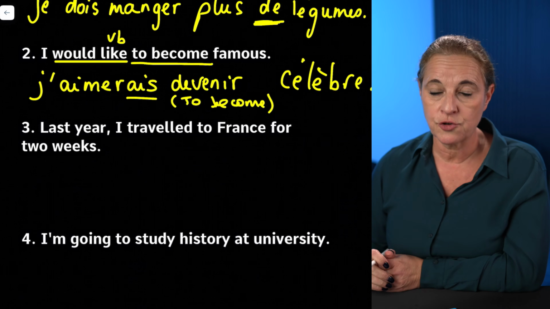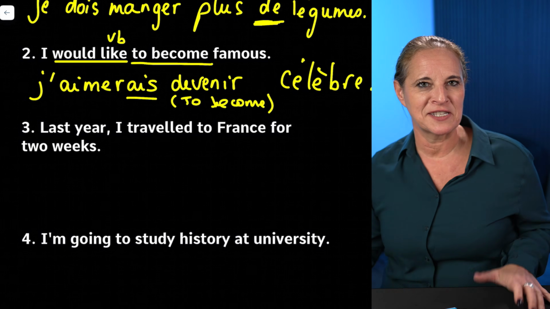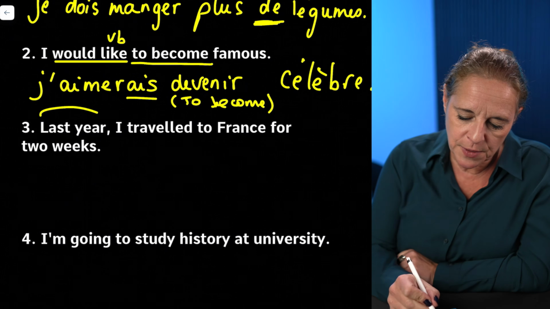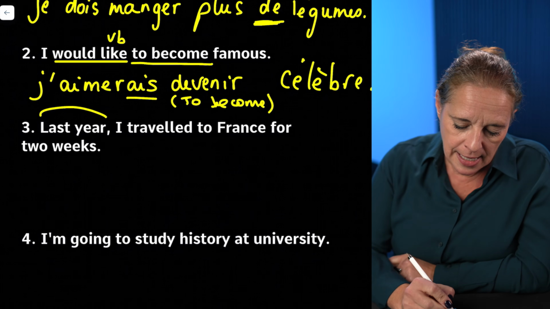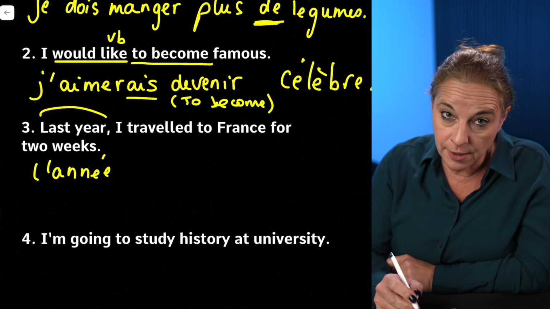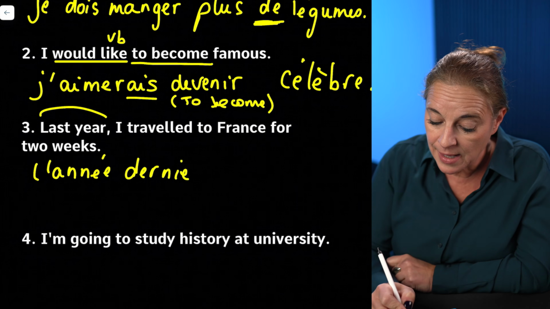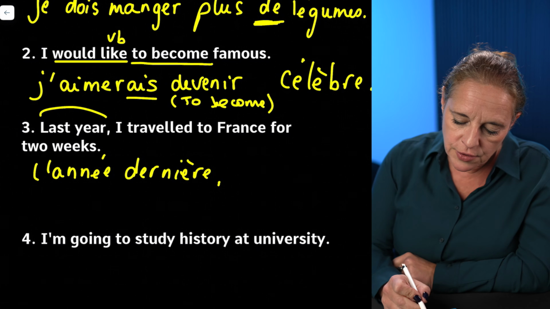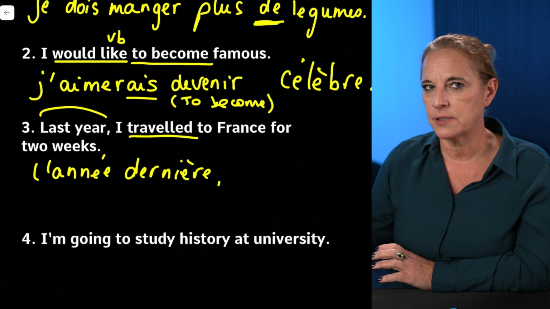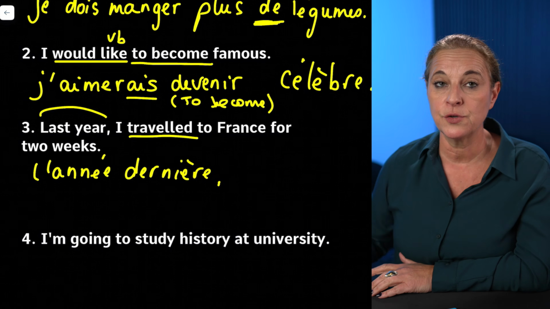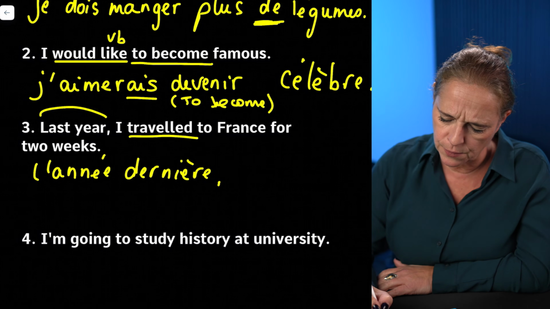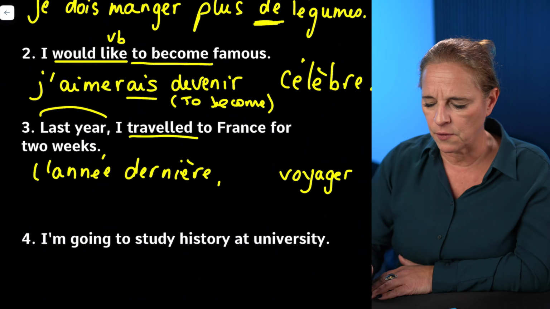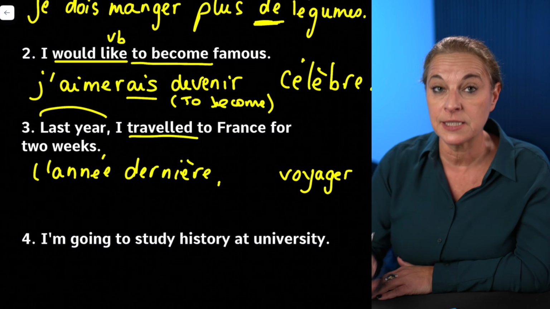Now, let's have a look at number 3. Last year, I traveled to France for 2 weeks. Okay, straight away, I know it's the past. How do I know that? It's because we're using last year. So, l'année, you must learn that by heart, by the way. Dernière. L'année dernière, okay, I traveled, okay? So, traveled, again, part of your themes and topics, you must know this verb properly. To travel is voyager. So, we have the verb, I'm going to put it into its infinitive form, voyager. Okay, that's the infinitive, to travel.